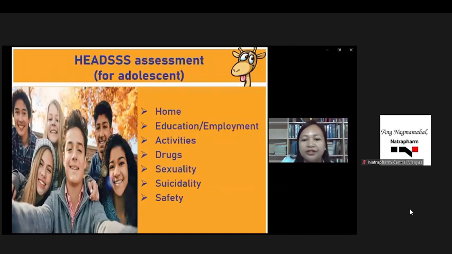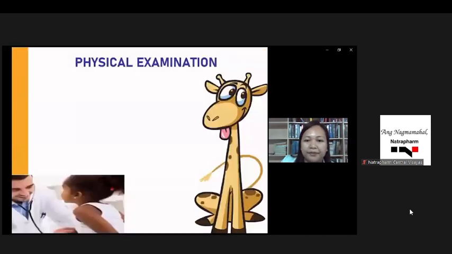For suicidality, note the history of depression, suicidal ideation, and history of attempts to hurt self. And for safety, we should inquire if they feel safe at home, in their neighborhood, or presence of guns at home, previous or current experiences of abuse.